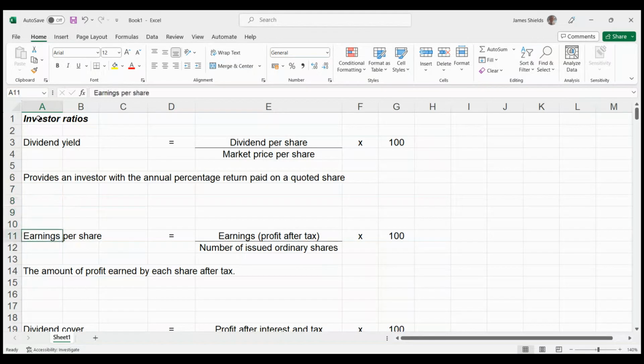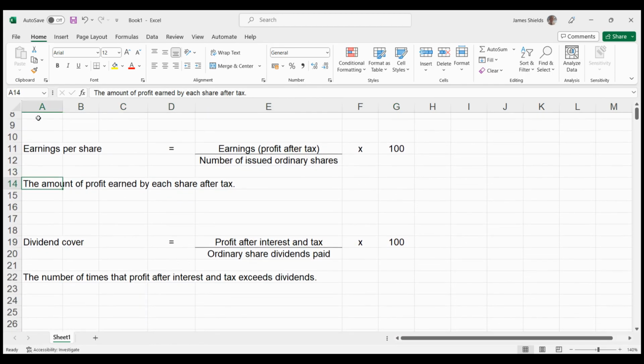Next we have earnings per share. To calculate that, you have the earnings, which are the profit after tax, over the number of issued ordinary shares, again multiplied by 100. It's the amount of profit earned by each share after tax.